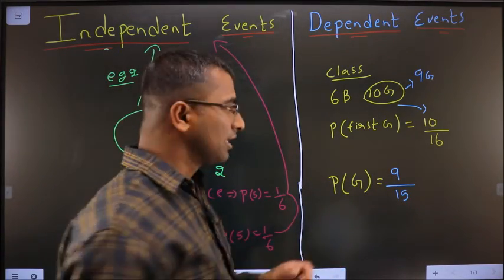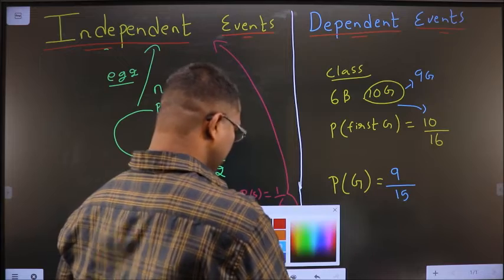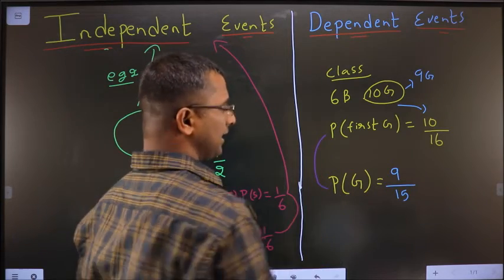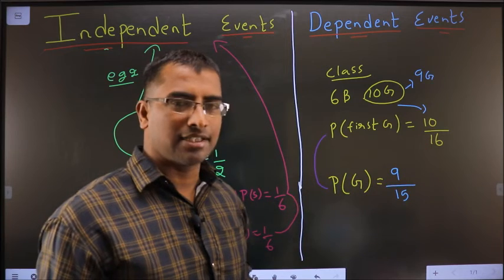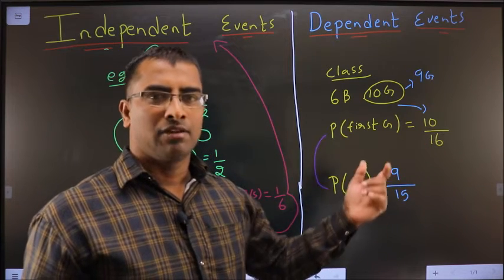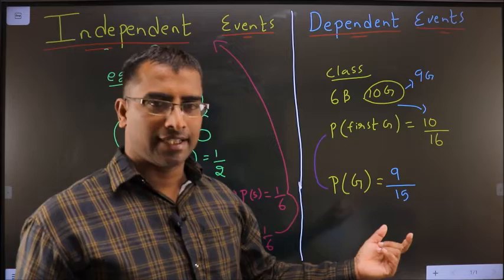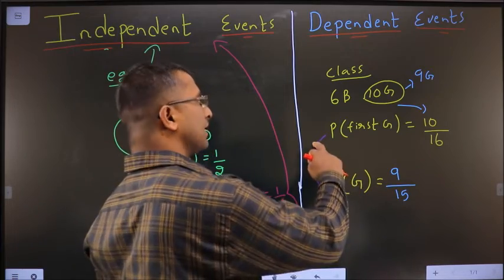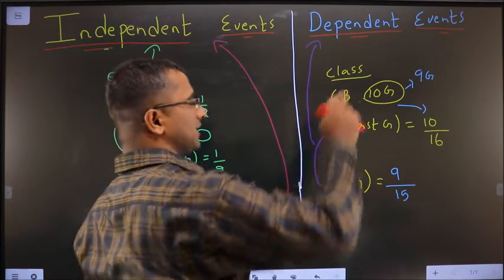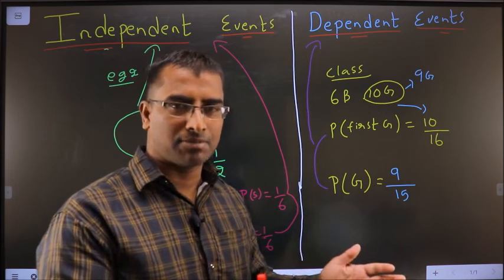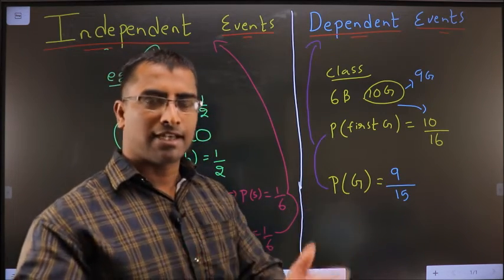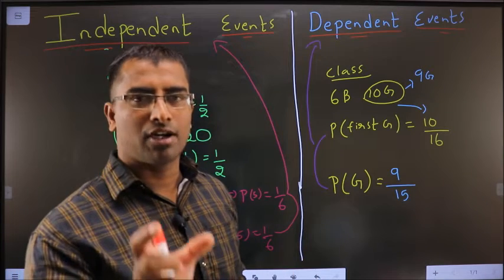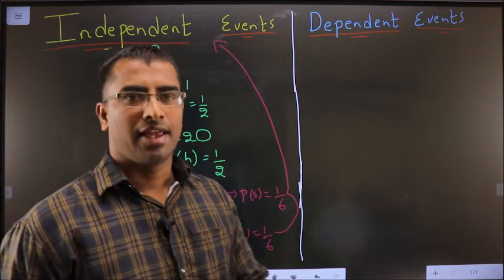Now observe, did the probability change from here to here? Yes, here it was 10 by 16 and here it is 9 by 15. Whenever the probability gets changed, these events we call dependent events. Dependent events means probability has to change. Such events are called dependent events.